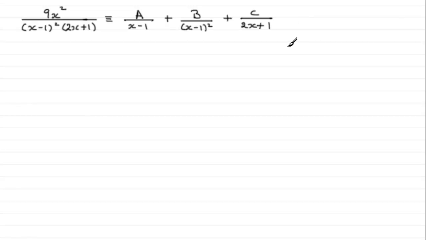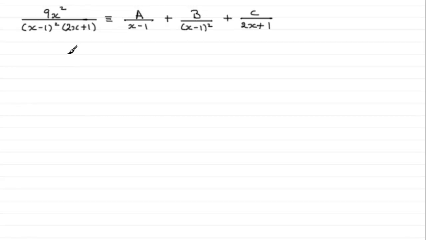Now I'm assuming that you're familiar with partial fractions, but if not, you can always go on my website and have a look at the tutorials there. But essentially what you can do is multiply both sides by this denominator here, (x minus 1) all squared times (2x plus 1), to each of these terms.